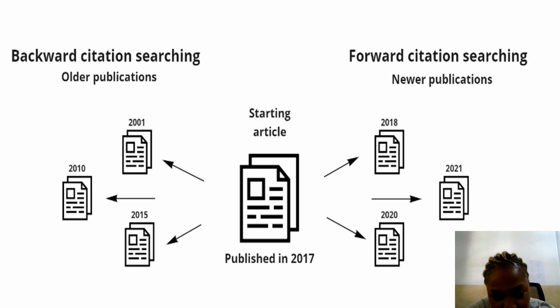For example, 2017. If you're interested, you look for that author, what had he written before 2001, 2010, 2015. If you want to see forward up to 2023, you see what has he written, forward citation, 2018, there's another paper by him or her. 2021, there's another paper by him or her again, you see.